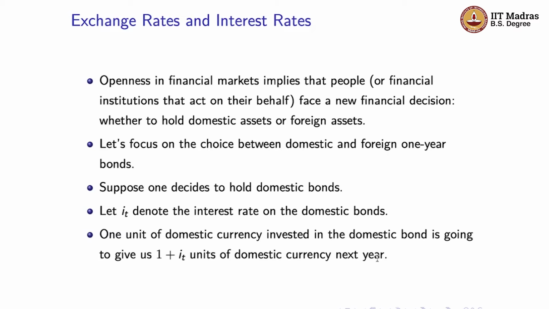So first, suppose that one decides to hold domestic bonds. Then I_t denotes the interest rate on the domestic bonds. Then 1 unit of domestic currency invested in the domestic bond is going to give us 1 plus I_t units of domestic currency next year, right? And similarly, if you had 1 unit of foreign currency and you had invested it, then you would get some interest rate, right? Now, the question is: is it enough to just look at the interest rates being offered by these different assets when thinking about whether we want to hold domestic assets or foreign assets? The answer we'll see is that's not going to be sufficient.